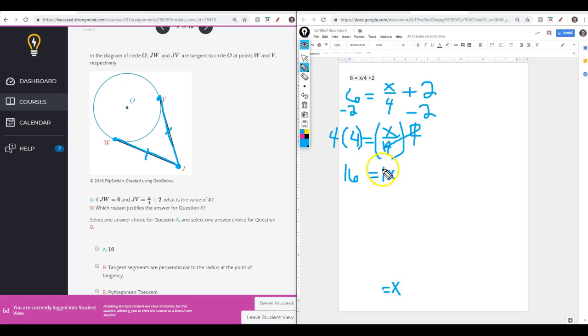Have we met our goal? Yes, because in math, this 1 is implied by mathematicians. If you have an x, you have at least one of them. So x is equal to 16, and that's how we would solve this.